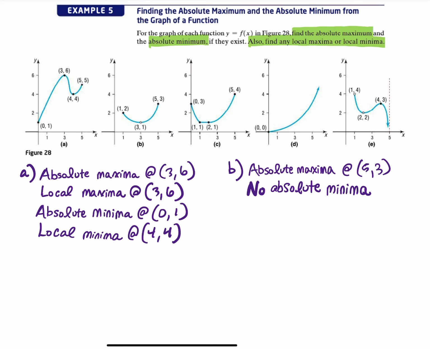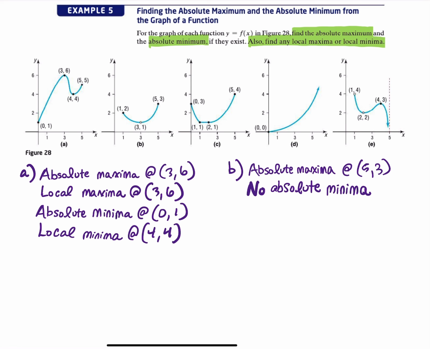And then, yeah, so no absolute, and we can't claim these as a local. I can't claim this as a local maxima because I can't create an interval around it. It's on the edge. And same thing here. Can't call that local maxima because I can't produce an open interval around it. It has to be an open interval.